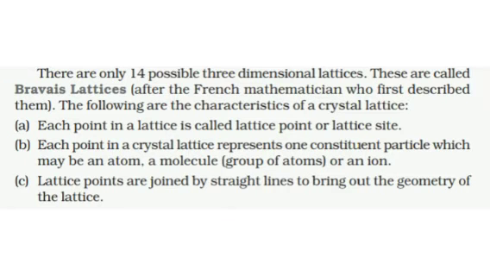There are only 14 possible three-dimensional lattices. These are called Bravais lattices, after the French mathematician who described them. The following are the characteristics of a crystal lattice. Each point in a lattice is called a lattice point or lattice site. Each point in a crystal lattice represents one constituent particle, which may be an atom, a molecule, or an ion. Lattice points are joined by straight lines to bring out the geometry of the lattice.